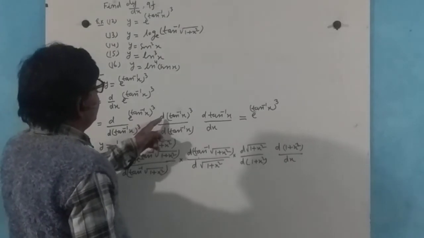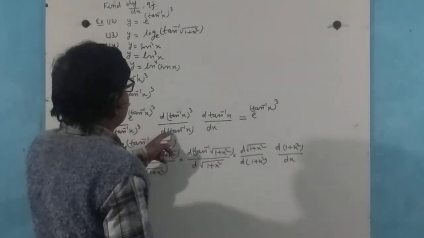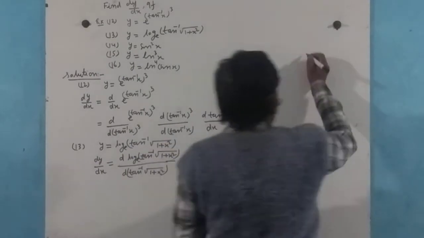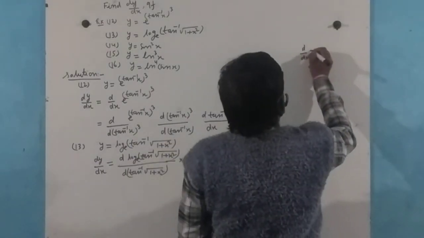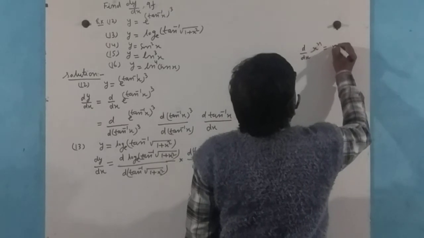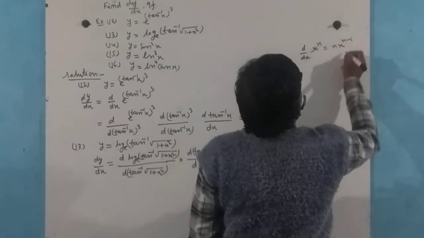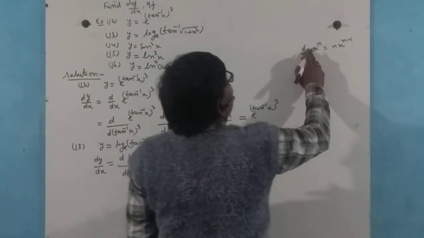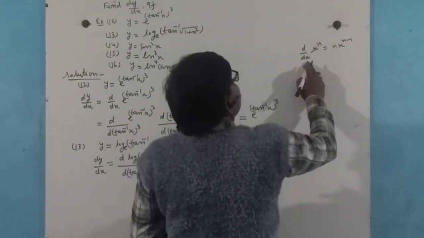Now this is d/dx of x to the power m. As we know that d/dx of x to the power n equals n x to the power n minus 1. Now differentiation of this with respect to this.